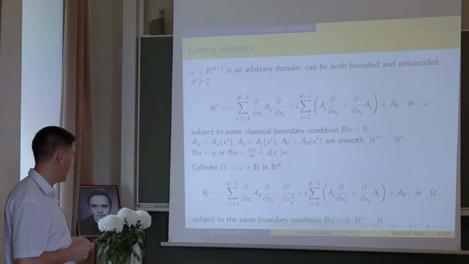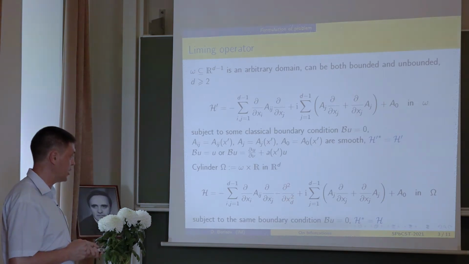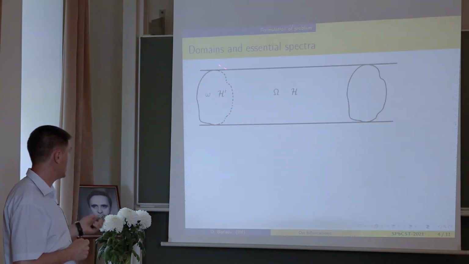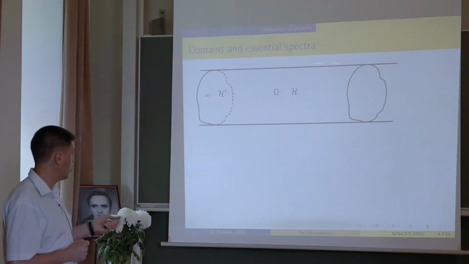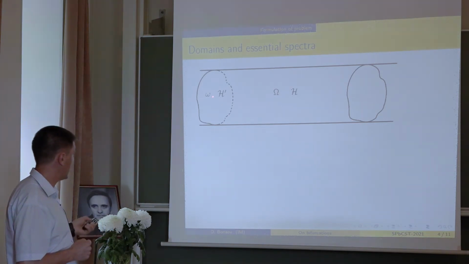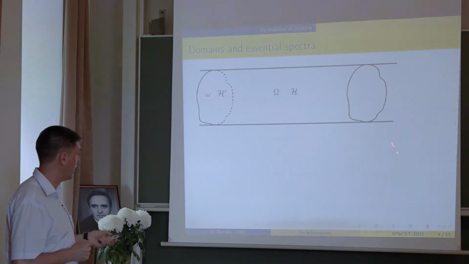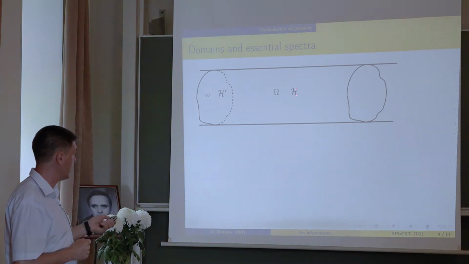So actually, this H is my limiting operator in omega. And just to show some pictures, if I have some cross section, say if it's bounded, then it looks like this. Then I go to a cylinder omega, and on this cross section I have H prime, and on the cylinder omega I have H.